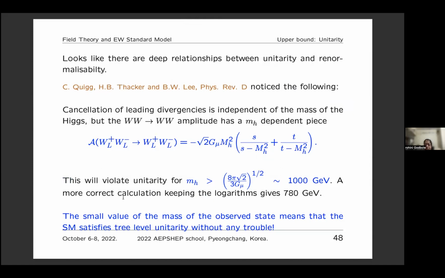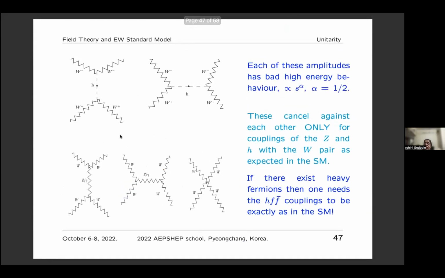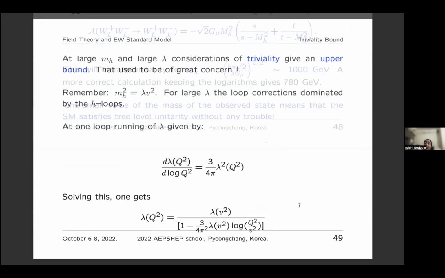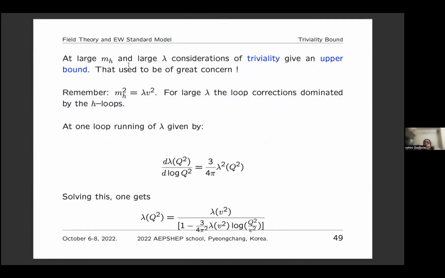Now they did a more correct calculation, keeping the logarithmic terms also, and they found that if this indeed has to not violate unitarity at any energy, then the Higgs mass should be less than 780 GeV. So this was the upper limit from unitarity considerations. I also told you that at large m_H and large lambda, the loop corrections for lambda were actually dominated by the scalar loops. And remember, m_H squared was lambda v squared.